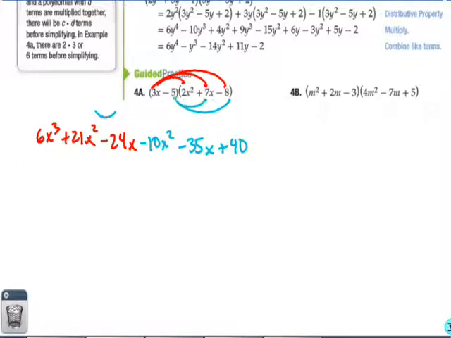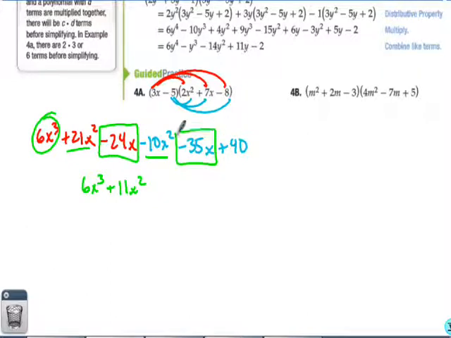And then all I have to do from here is just find the like terms. Okay, so from here, pretty much 6x cubed is the only cubed term. 21x squared and negative 10x squared gives me 11x squared. Negative 24x and negative 35x is negative 59x, and then all that we're left with is plus 40. Okay, go ahead and pause the video right here. See if you can get an answer for 4b. Go ahead and pause the video now.